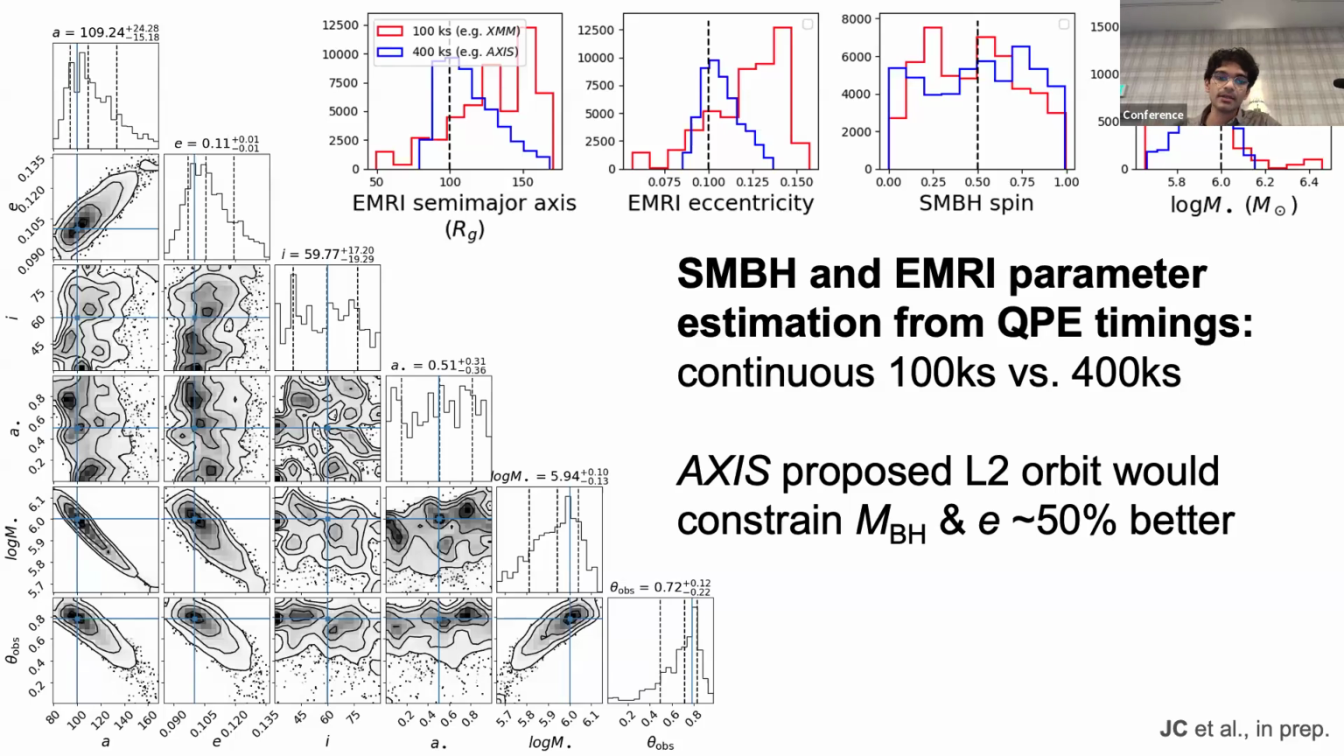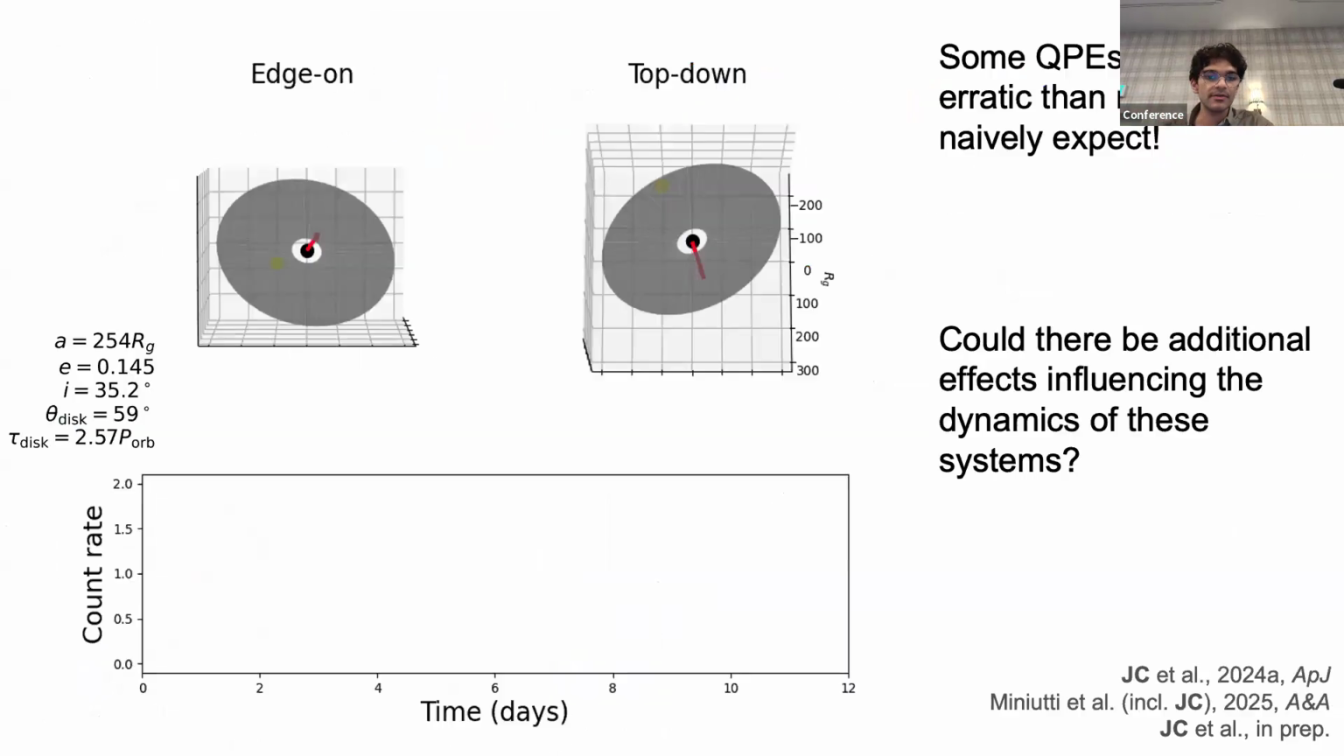So it's natural to ask, if this is a theoretical possibility to use QPE timings as dynamical probes of their supermassive black holes, has this been done already with the existing QPEs? And the answer is it's never quite that easy, right?